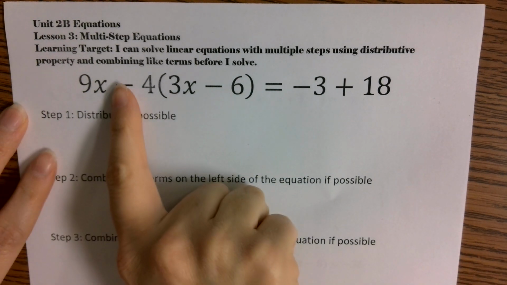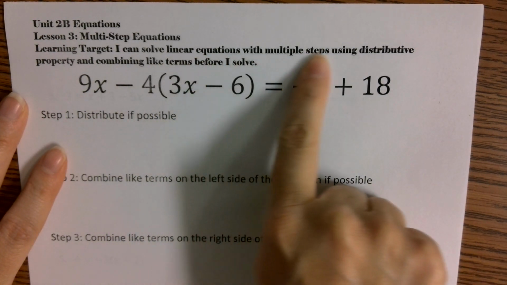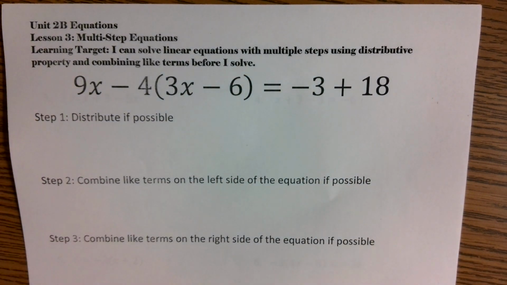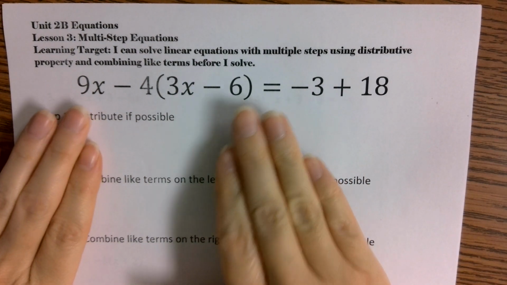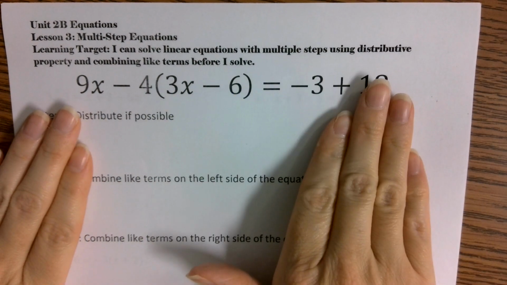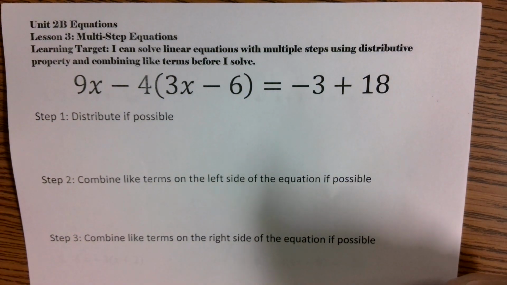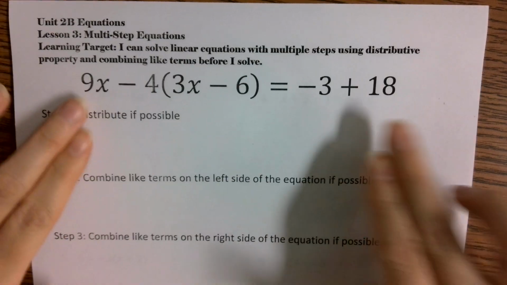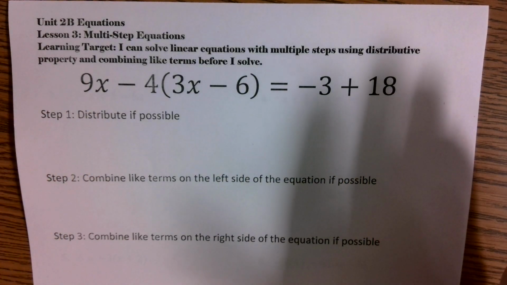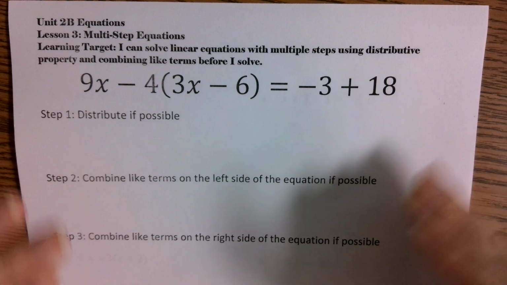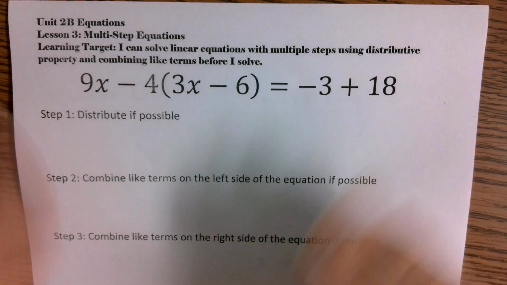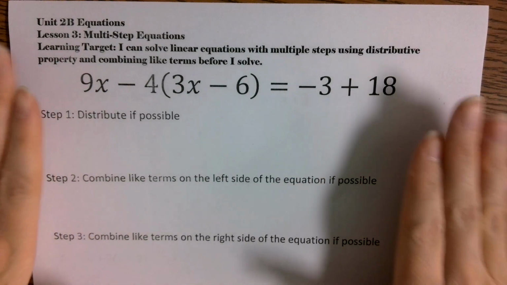So the idea for today is I can solve linear equations with multiple steps using the distributive property and combining like terms before I solve. So basically the idea is simplifying your expressions on both sides and then solving. You're trying to get this long written equation down to a two-step equation. So you're just doing what you can before you start doing those inverse operations. Simplify what you can, and then you start doing the opposites.